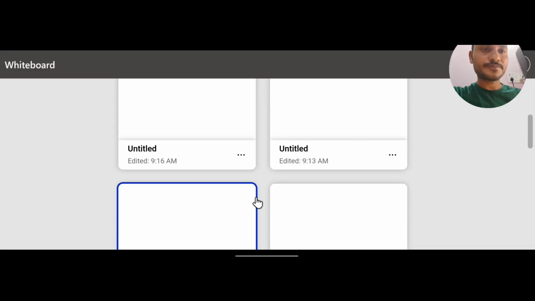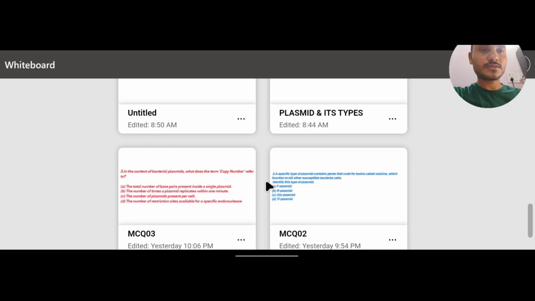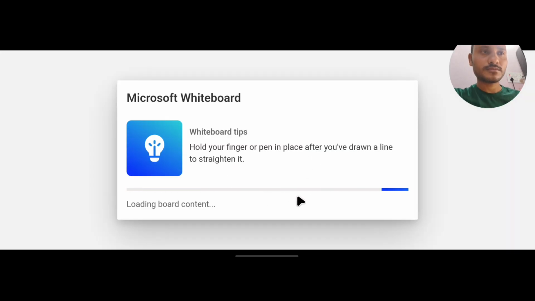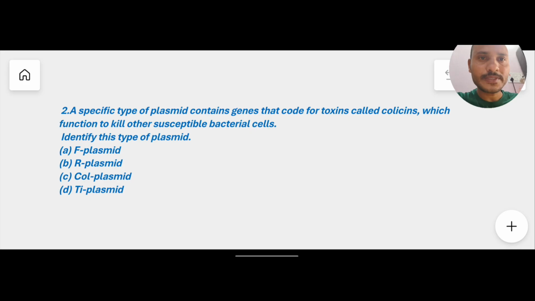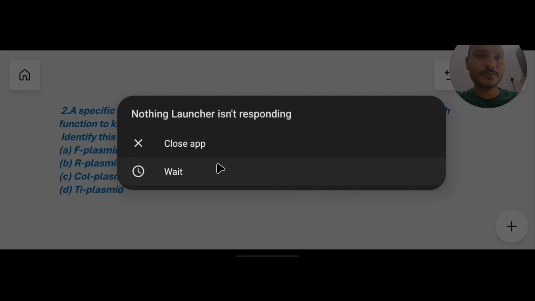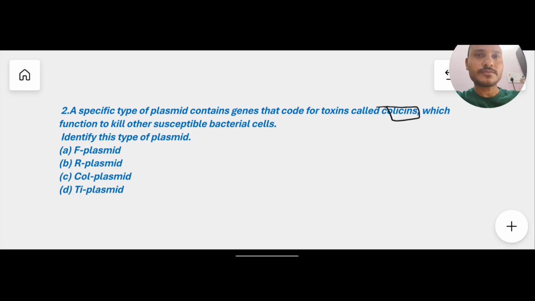Second MCQ: a specific type of plasmid contains genes that code for a toxin called colicins. Just now we discussed colicin toxins, also called bacteriocin toxins, which function to kill other susceptible bacterial cells. Identify this type of plasmid.